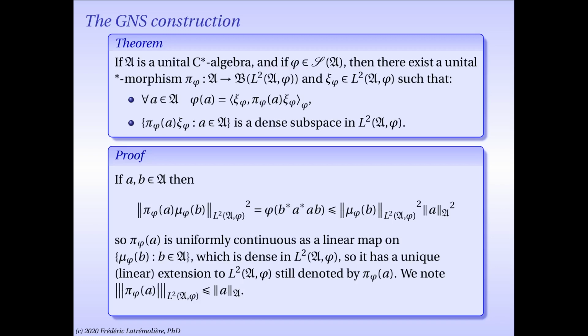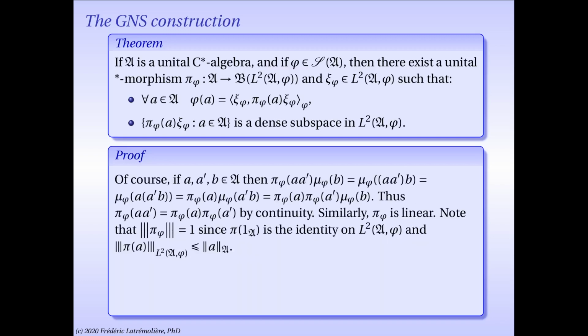Okay, so now I have defined a bounded operator, a continuous linear endomorphism of L2, for each A in my C-star algebra, and I denote it by pi sub phi of A. And in passing, I noticed that the norm of the operator pi sub phi of A is less or equal than the norm of A in your C-star algebra.